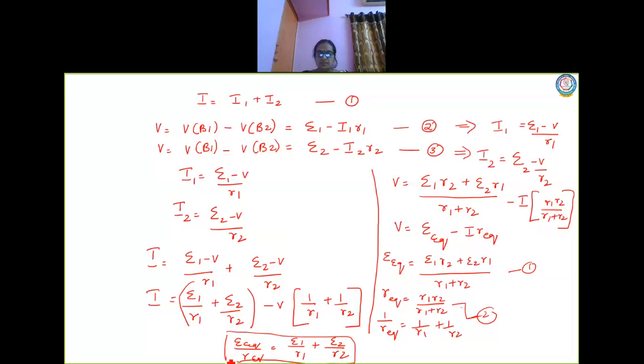Now all these formulas will be used for solving numericals, and these formulas for the internal resistance and the EMF can be used for n number of resistors. If it is going to be n number of resistors, I can have 1 by R equivalent equal to 1 by R1 plus 1 by R2 up to 1 by Rn, or similarly the ratio of this can be also considered for n number of resistors, which is psi 1 by R1 plus psi 2 by R2 up to psi n by Rn. So this goes like this.